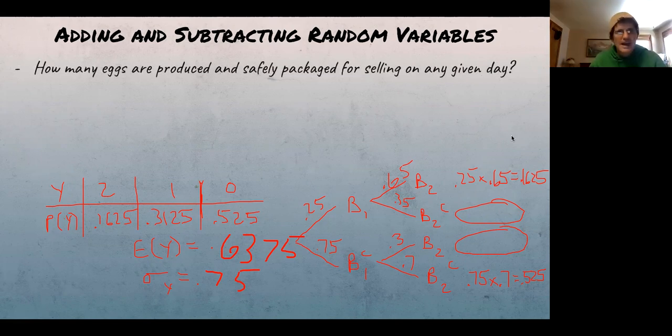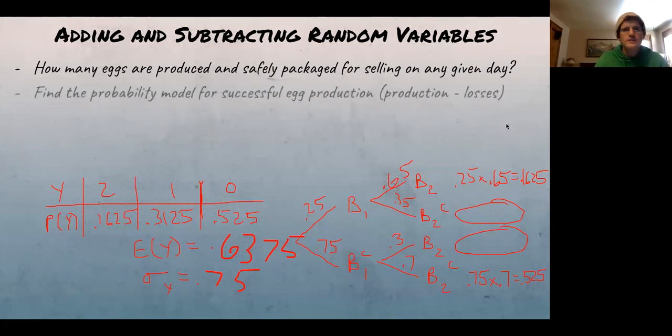So the question is basically, how many eggs are produced and safely packaged for selling on any given day? So we need to find the probability model for successful egg production. And that's the production that we have minus our losses. Now you have those numbers written down, and I'm going to clear this screen now.